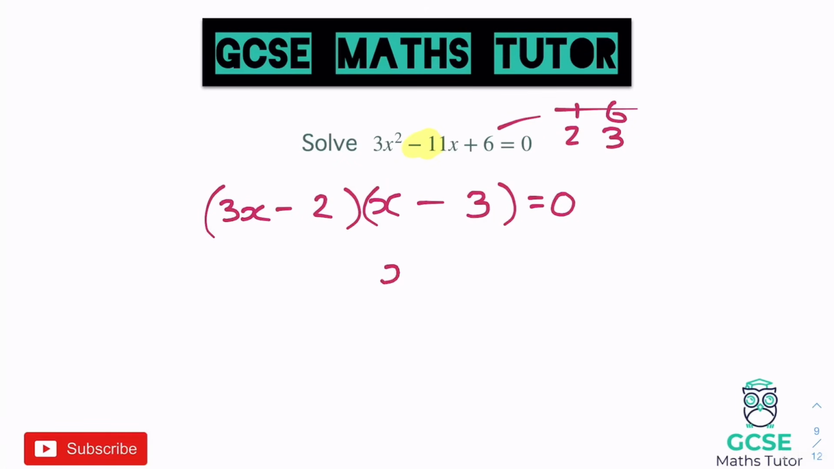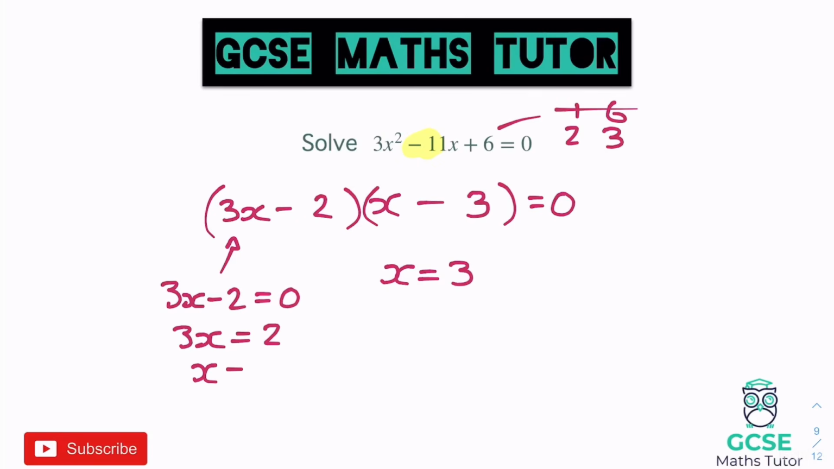For the one on the right, we're going to get x is equal to positive 3 when we flip the sign. And this one on the left here, I'll do the full process. We get 3x minus 2 equals 0. Add the 2 over, and we get 3x equals 2. Divide by 3, and we get x equals 2 divided by 3, or 2/3 there. So there we go, there's our two solutions. We get a fractional answer there and a whole number there.